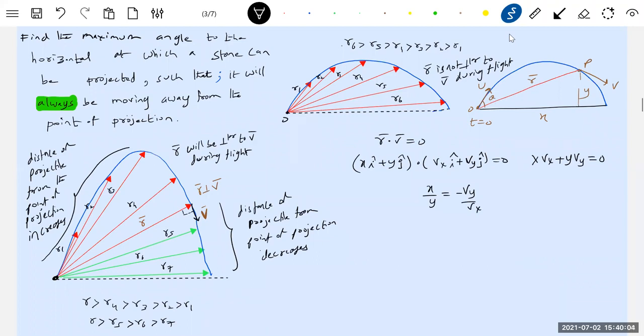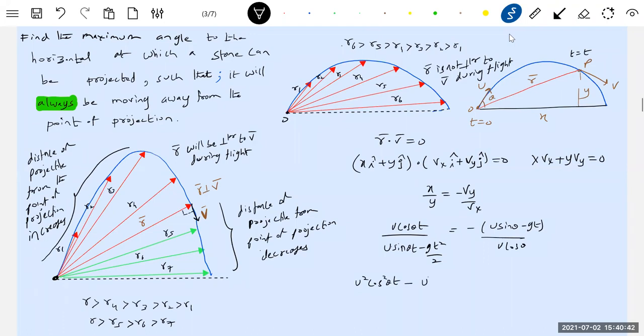Let's substitute all. What is x? x is equal to u cos theta. What is y? I'll write it here. u sin theta t minus g t square by 2. Vy will become u sin theta minus g t. This will be u cos theta. Let's simplify this. U square cos square theta t.